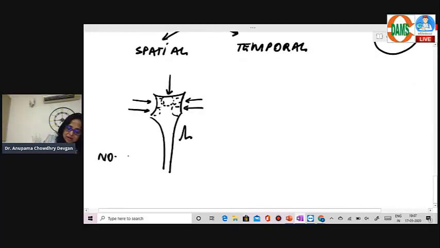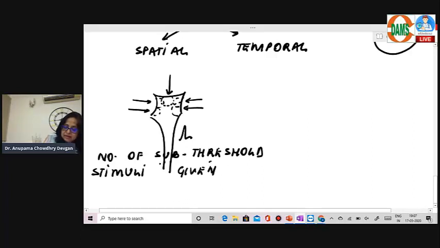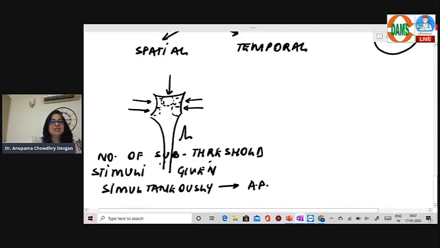Spatial summation is when a number of subthreshold stimuli are given simultaneously, and this produces an action potential. This is known as spatial summation. Summation means addition over space. Individually, a subthreshold stimulus can only produce a local potential. But if I give them at the same time, I can produce an action potential.